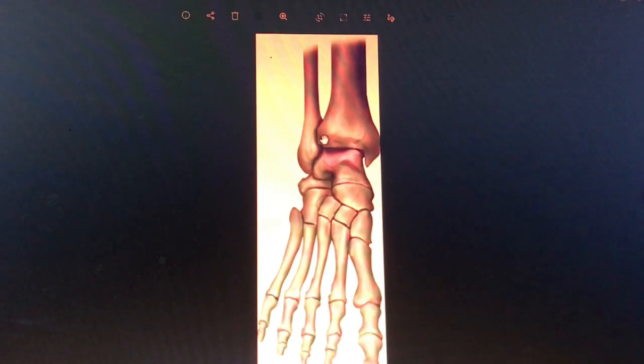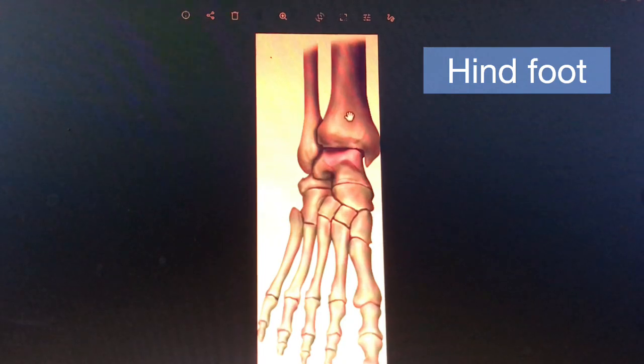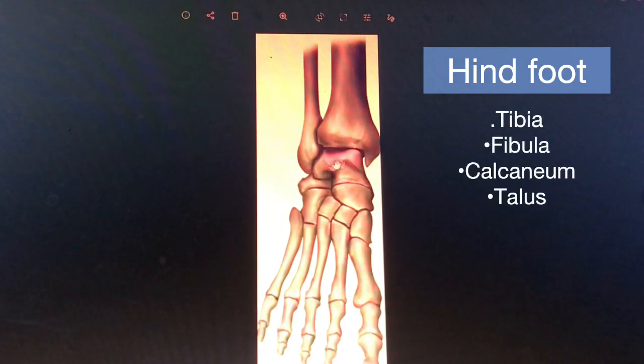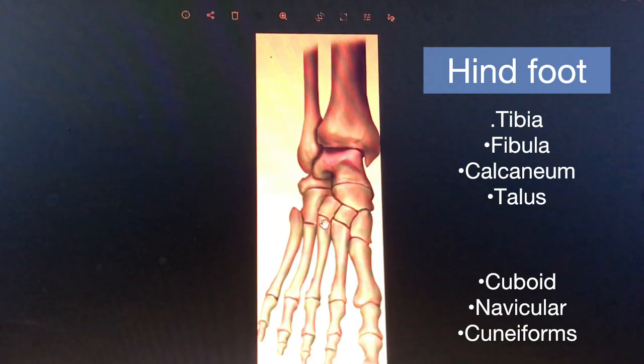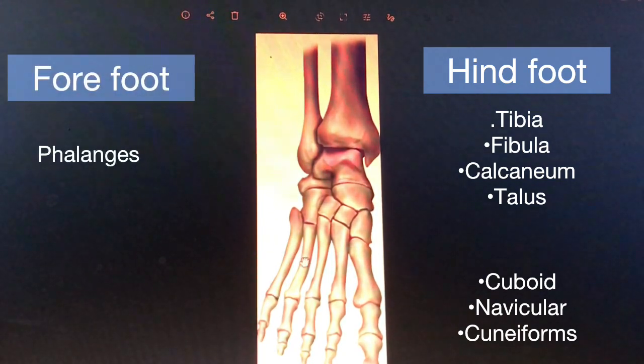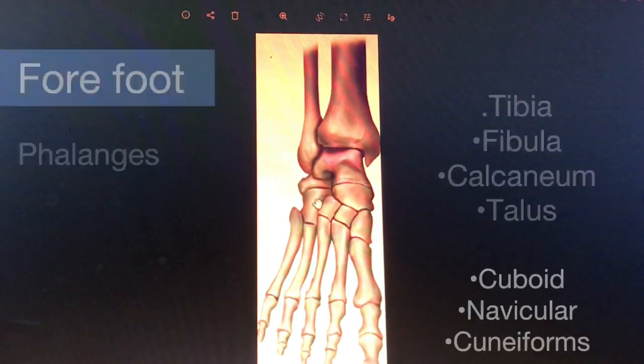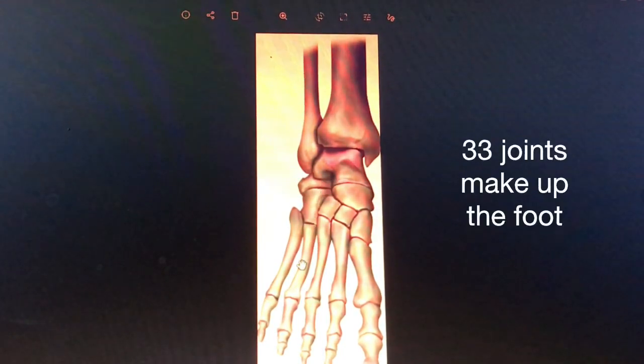So note that with the hind foot, we have bones like the tibia, the fibula, the talus and the calcaneus forming the hind foot, and the midfoot, we have the navicular, we have the cuneiforms, and we have the cuboid. You understand? And the forefoot forms these bones, the phalanges. Understand? And we have joints. Note the joints that we said we have about 33 joints forming the foot. You see the whole thing.